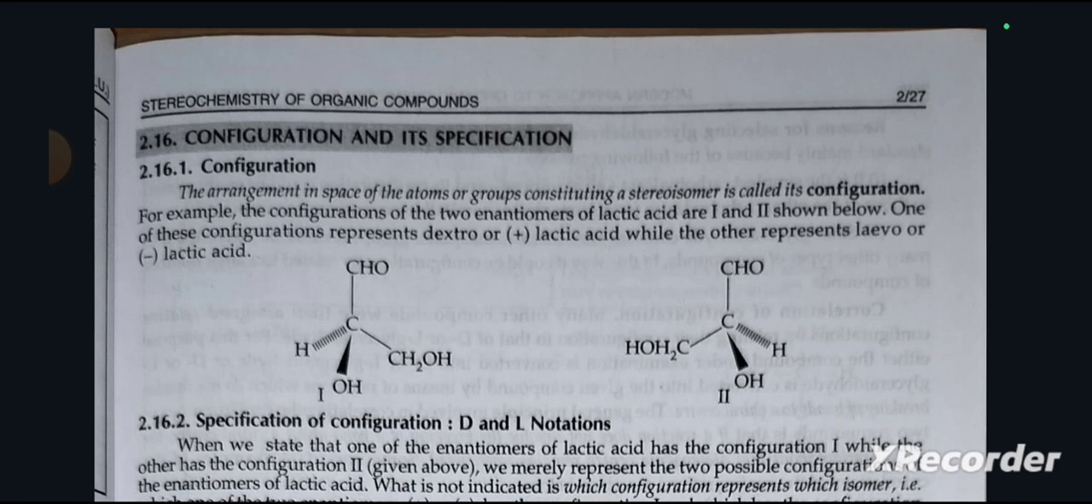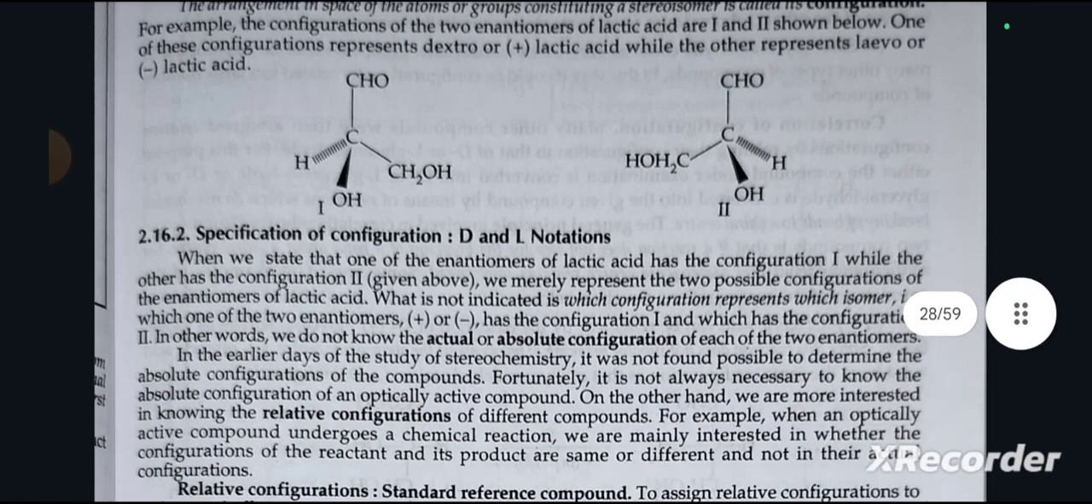2.16 Configuration and its specification. 2.16.1 Configuration. The arrangement in space of the atoms or groups constituting a stereoisomer is called its configuration. For example, the configurations of the two enantiomers of lactic acid are shown below. One of them represents dextro or plus lactic acid, while the other represents levo or minus lactic acid.